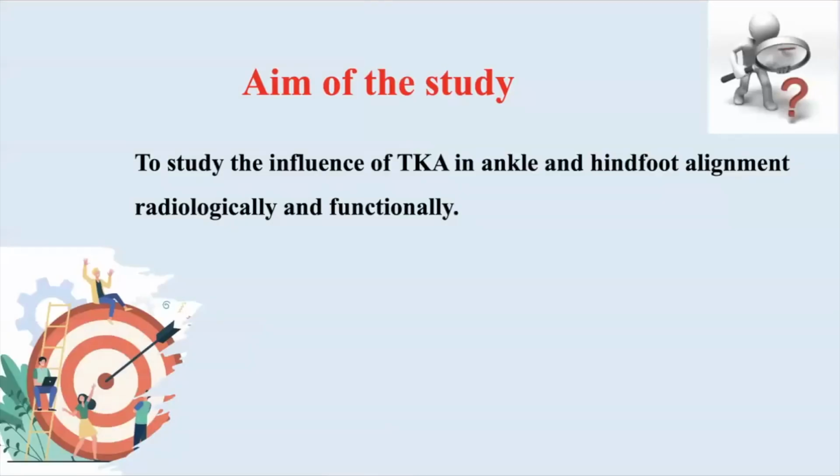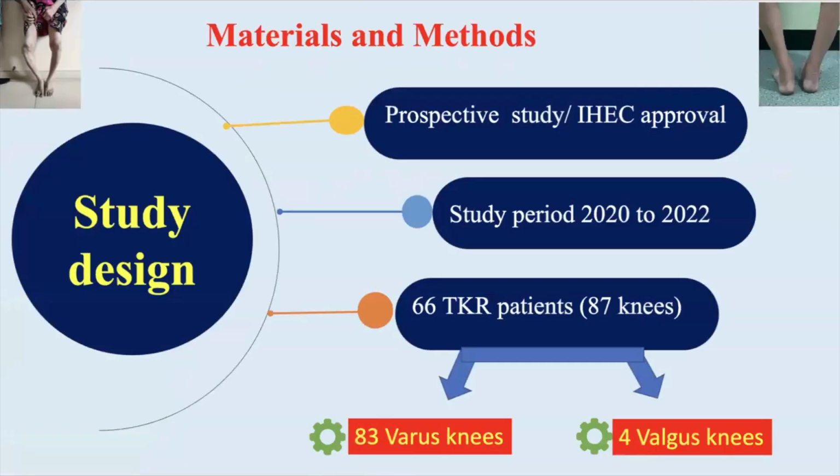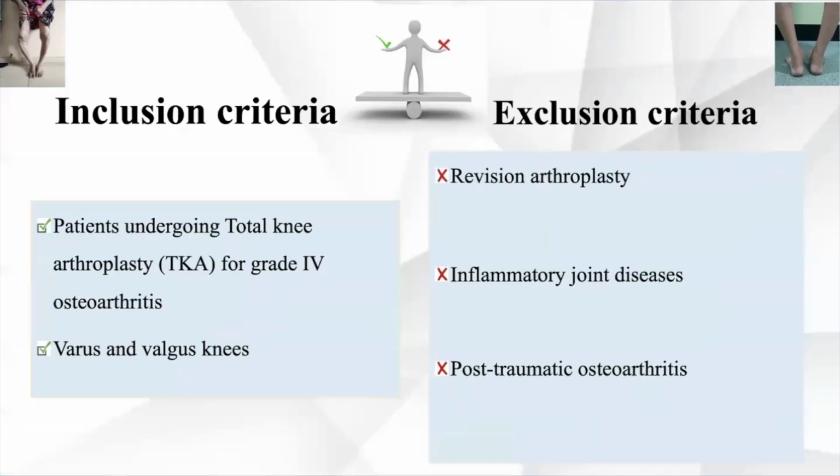The aim of the study was to study the influence of total knee arthroplasty on ankle and hindfoot alignment, radiologically and functionally. Our study design is a prospective case control study. The study period was between 2020 and 2022, and we included 66 patients, with total knee arthroplasty in 87 knees. The majority were varus knees, and only 4 patients with valgus knee deformity were included. Our inclusion criteria were patients undergoing total knee arthroplasty for grade 4 osteoarthritis, both varus and valgus. We excluded revision arthroplasty, inflammatory joint disease, and post-traumatic osteoarthritis.